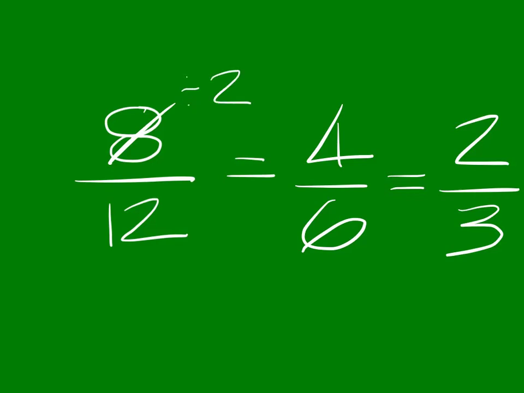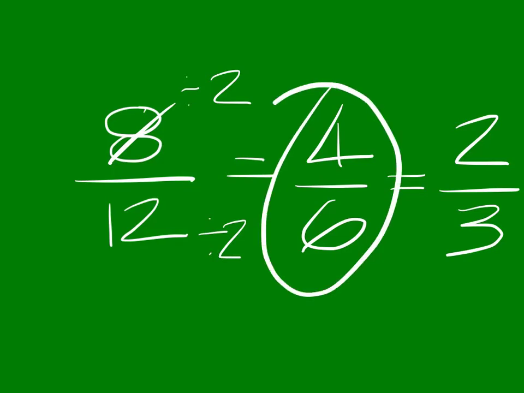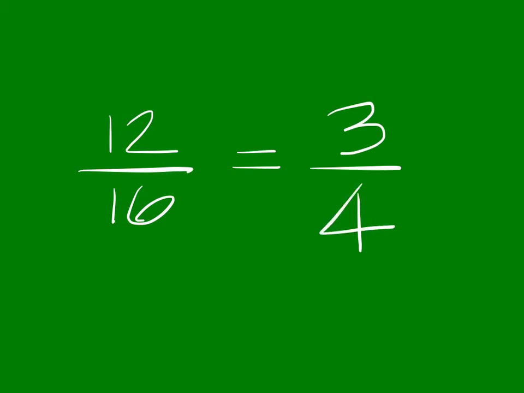When you divided by 2 here and still ended up with something that could be reduced, that means you didn't divide by the highest number that goes into both. What's the highest number that goes into both 8 and 12? 4. Four goes into both of them. And then 3.